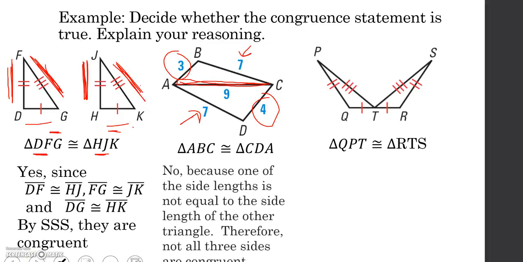So the answer to this would be no. Because one of the side lengths is not equal to the other length of the side, therefore they are not going to be congruent. So last but not least, let's take a look at these last two triangles.